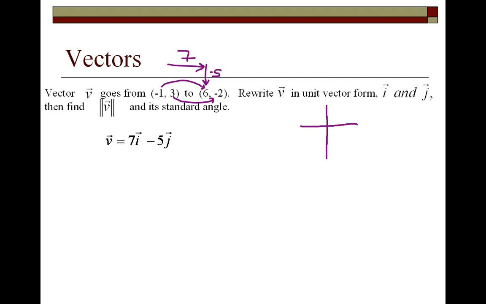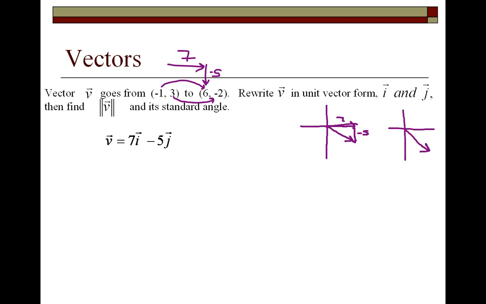Remember, you can pick up a vector and move it anywhere you want to. It's basically going out in the x direction 7 units, then it went down 5 units. So it gives me a little bit of a sense of the actual vector, which is this one right here. My vector is heading in that direction. That's important because it helps us to find our angle. It's going towards the 4th quadrant.